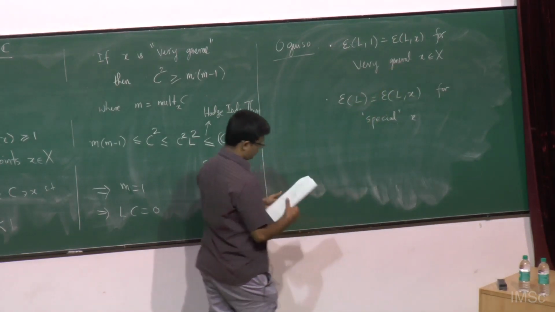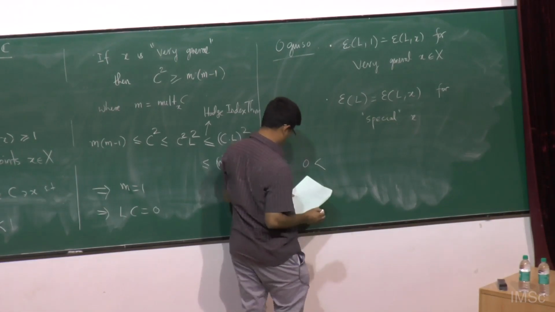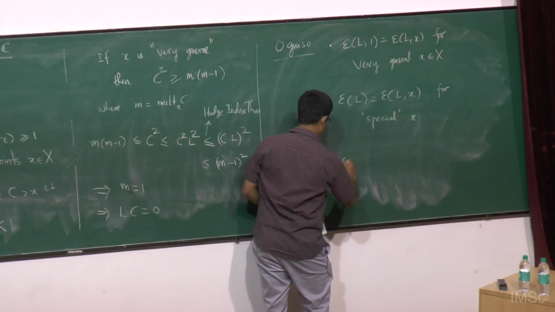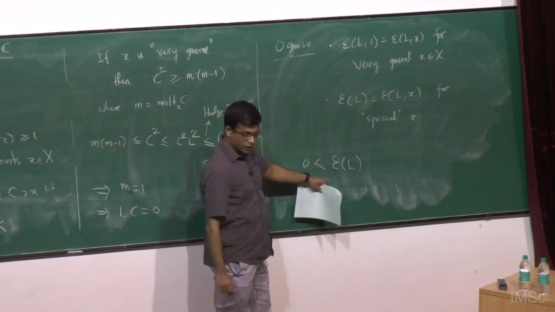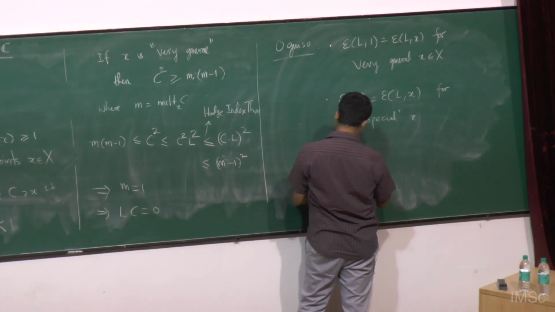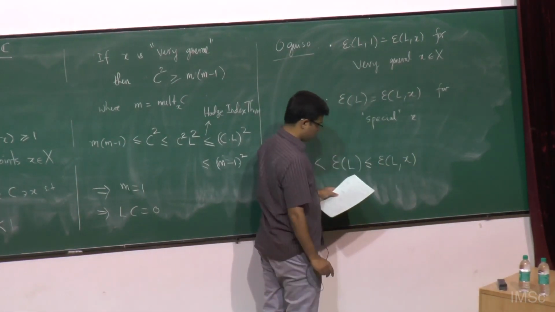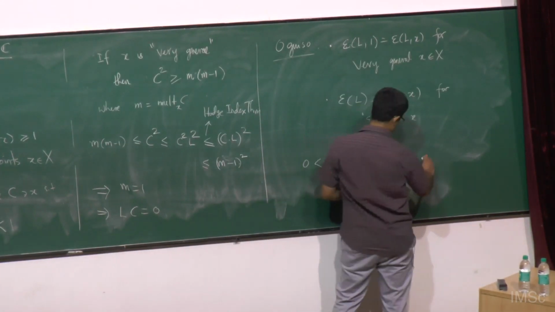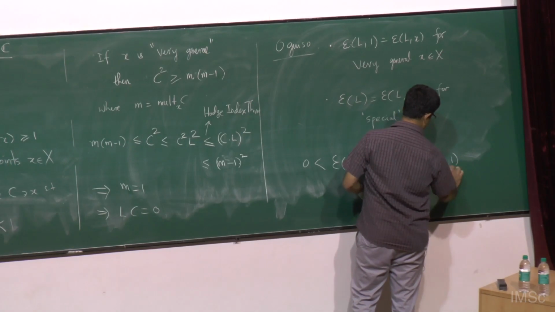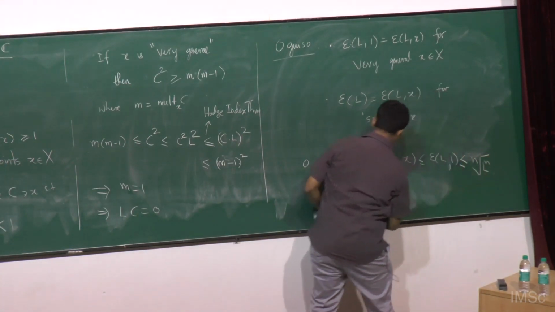Okay, so now I'll write the inequalities somewhere I have here. So just to keep in mind, we have epsilon(L) is positive, it's greater than 0, which is less than or equal to epsilon(L,x) for all x, which is less than or equal to epsilon(L,1), which is less than or equal to this. So this is true for all x.